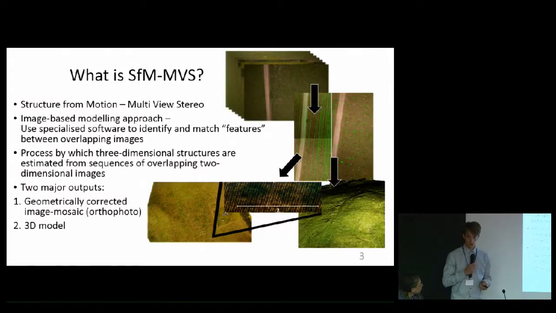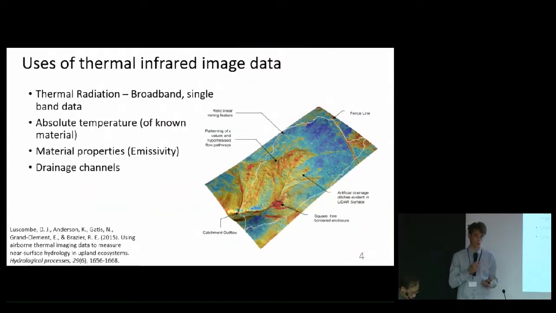Most people use this approach with regular digital cameras. A digital camera operates in the red, green, and blue wavelength spectrum, while a thermal camera, which is what I'm trying to use, operates in the long-wave infrared spectrum. The thermal camera records the thermal radiation emitted by objects. You can use this thermal radiation to estimate the temperature of objects within the scene or to quantify the material properties of the objects. Additionally, you can use the thermal radiation to map wetness patterns in the field, for example natural drainage channels or a leaking water pipe.